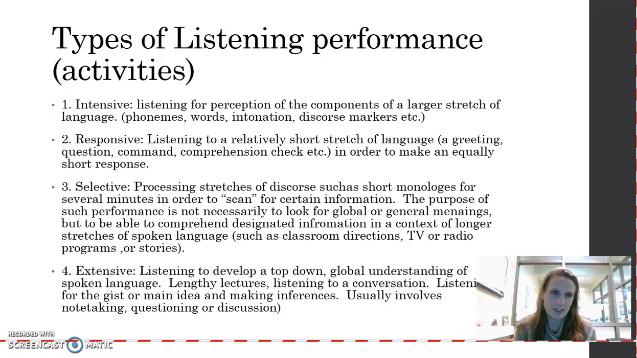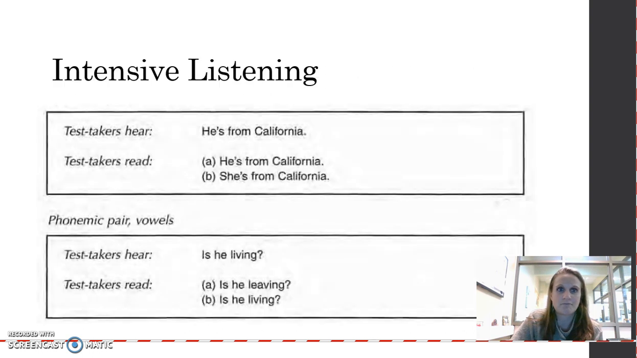now answer the questions. And the last kind, extensive, is to help you develop a top-down global understanding of spoken language. And we generally do this with much more lengthy types of listening, like lectures or listening to a conversation, where we're not looking for specific information. We want to make sure that in general they know what was going on. Generally, the tasks associated with this are note-taking, questioning, or discussion after the fact. And therefore, for extensive, you have to have a pretty high level of English in order to actually participate in this activity. So let me show you a couple of examples.